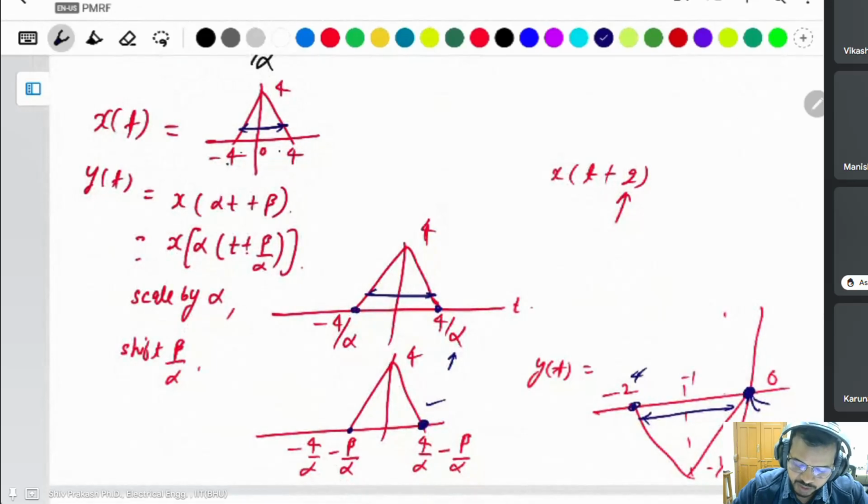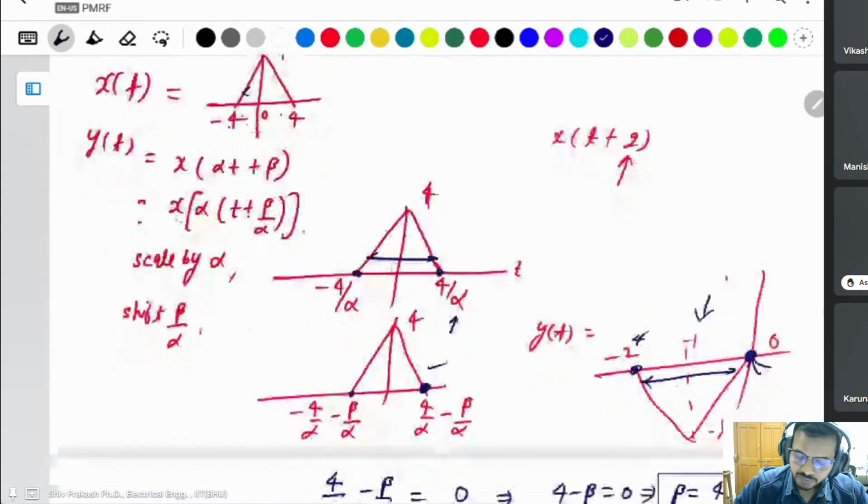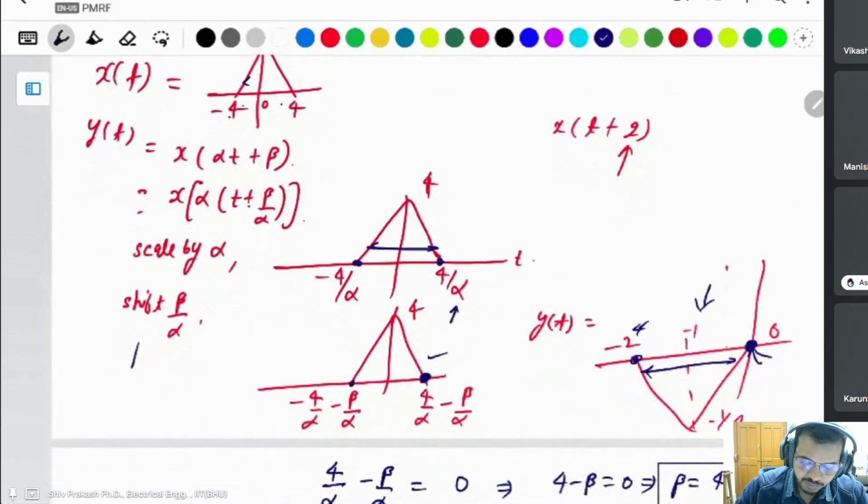Scale by alpha. If you scale by alpha, then this is your original signal, and this is your output. If you scale by alpha, then simply divide the corner point by alpha. The 4 by alpha here. Okay. Then you have to apply the shifting property. Then shift by beta by alpha.